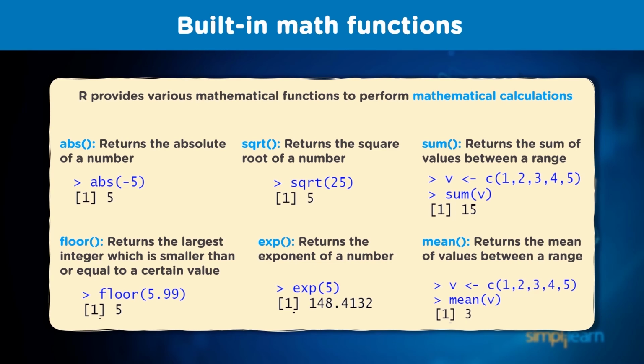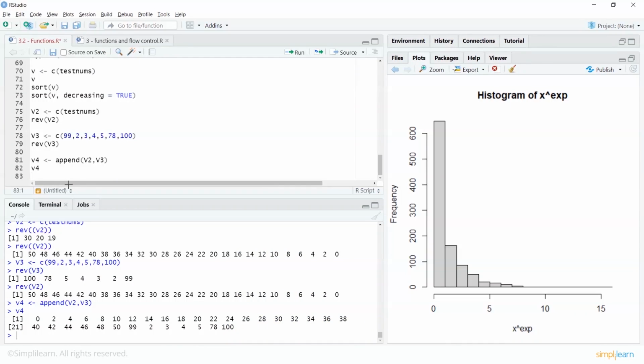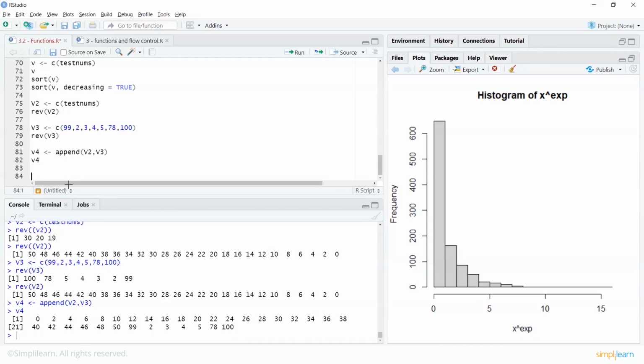You would want to find out the floor value, the exponential value of something, and you are basically finding out the mean value. So these are some built-in mathematical functions. So you have built-in simple functions, you have mathematical functions, and you have regular expressions in R, which can also be used for pattern matching.